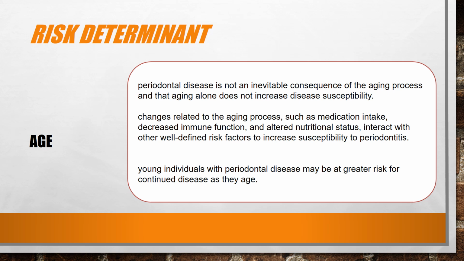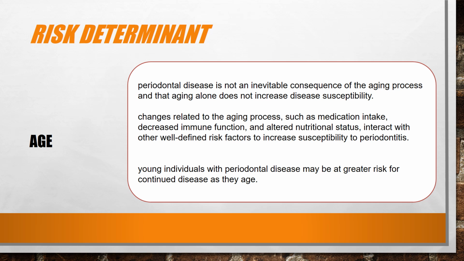There are also young individuals with periodontal disease. When you compare the younger age group with periodontitis and the older age group with periodontitis, you can see that younger individuals with periodontal disease may be at increased risk for continued disease as they age. That means younger individuals having periodontitis have a more aggressive type of disease. So that is why young individuals with periodontal disease may be at greater risk for continued disease as they age.